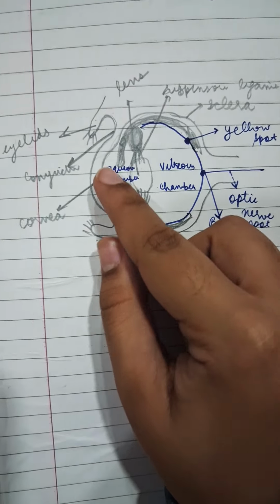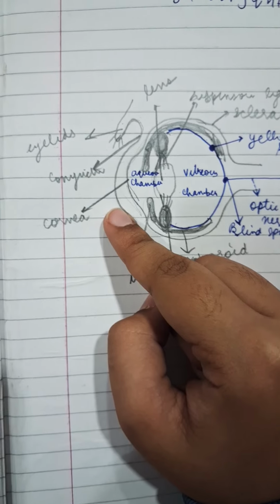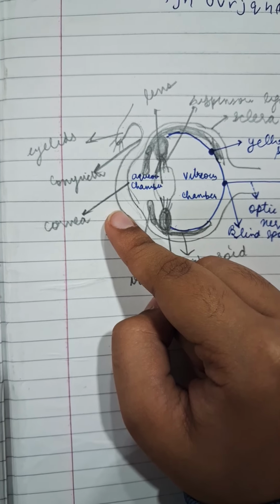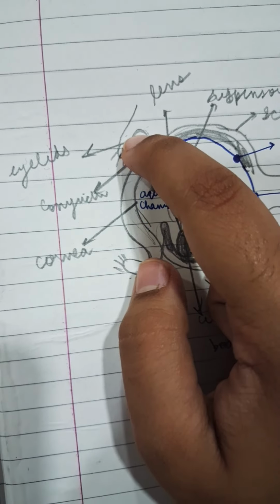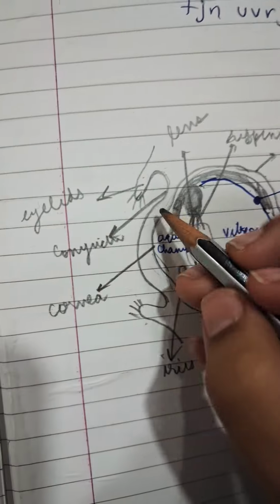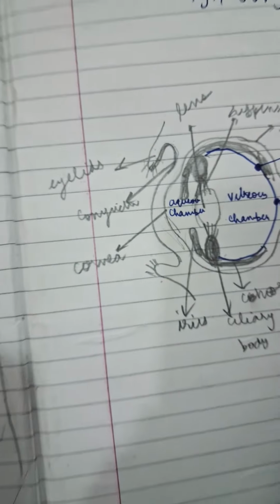Conjunctiva is a thin membrane. This is the conjunctiva, thin membrane in front of the eye. It is continuous with the inner lining of the eyelid. So this is the eyelid, this is the inner lining of the eyelid, and this is continuous with it. Right? This is the eyelid, this is the inner lining of the eyelid, and it continues as the conjunctiva.